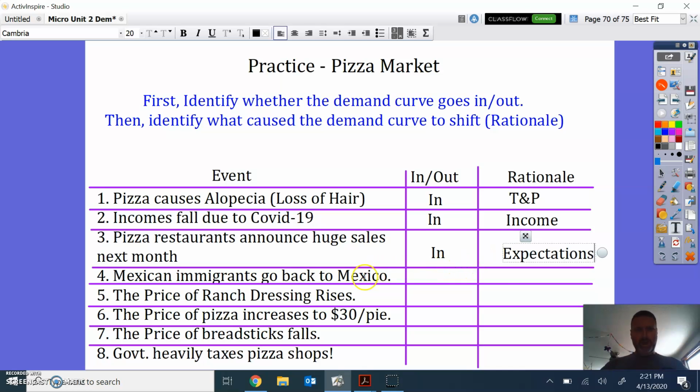Okay, Mexican immigrants go back to Mexico. Again, that's going to cause the demand curve to go in. Why? It's a change in the number of consumers. Okay, let's see if I can shorten this here. Number of consumers. Okay, good. Wedge it in, okay? The price of ranch dressing rises. Well, people eat ranch with pizza. Okay, so if ranch goes up, in, okay, complementary goods.